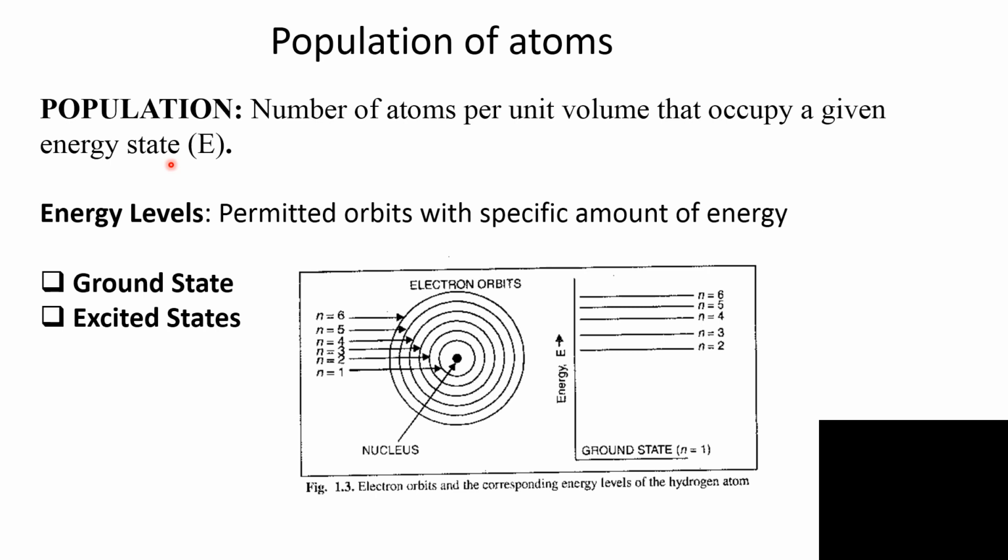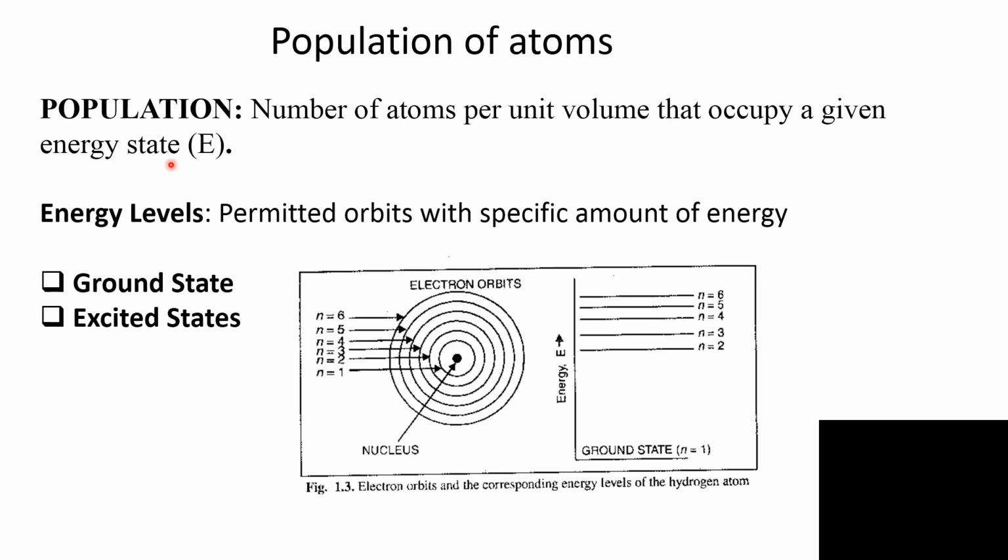It's a basic example I can give you. For example, in Dera Ghazi Khan, there live 20 people, let's suppose. So this Dera Ghazi Khan is a specific energy state and 20 people are the number of atoms. So we can say that the population of Dera Ghazi Khan is 20.